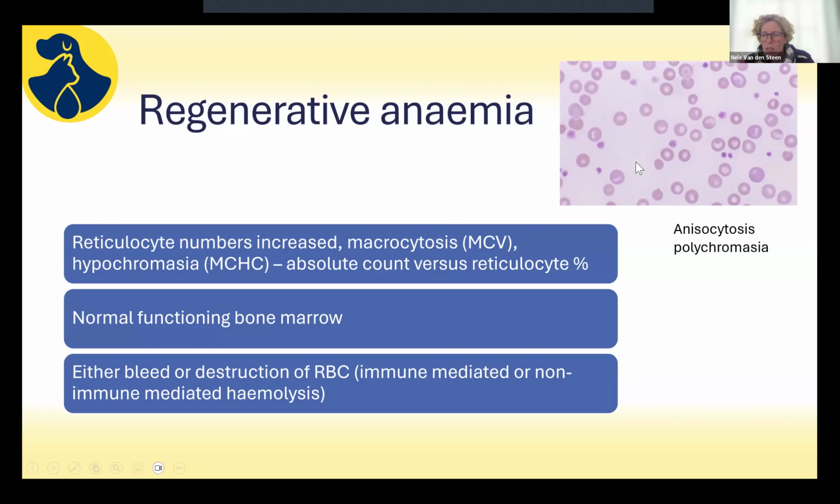So anisocytosis, which means variation in red cell size, is there, and polychromasia means that there's a variation in red cell coloring that you can see. And both of those are good indications that you have regeneration happening.